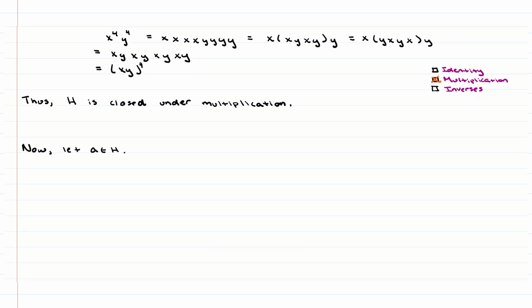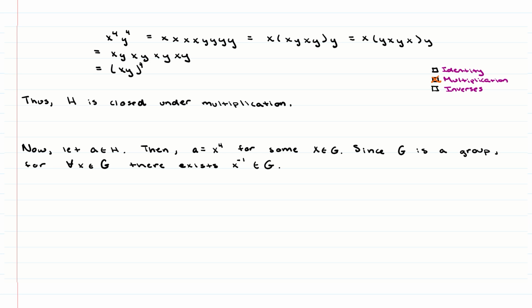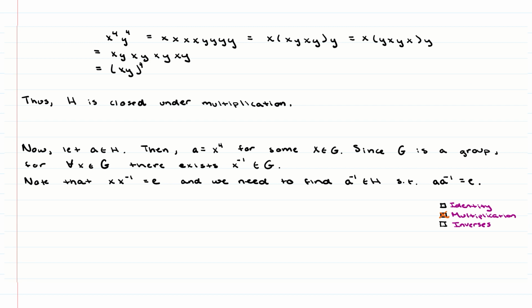For this next part, we'll define A as an element of H. Then we'll have A equal x raised to 4 for some element x in G. Now, since G is a group, by definition, the inverse of x does exist in the group G. Also note that x times the inverse of x equals the identity, and we need to find an inverse of A in H such that A times the inverse of A equals that same identity. If we're able to do this, we're not only able to verify the existence of our identity, but we're also able to prove that H is closed under inverses.